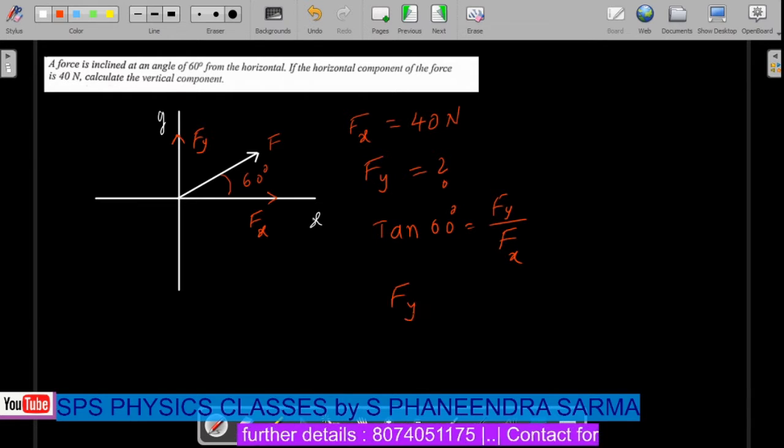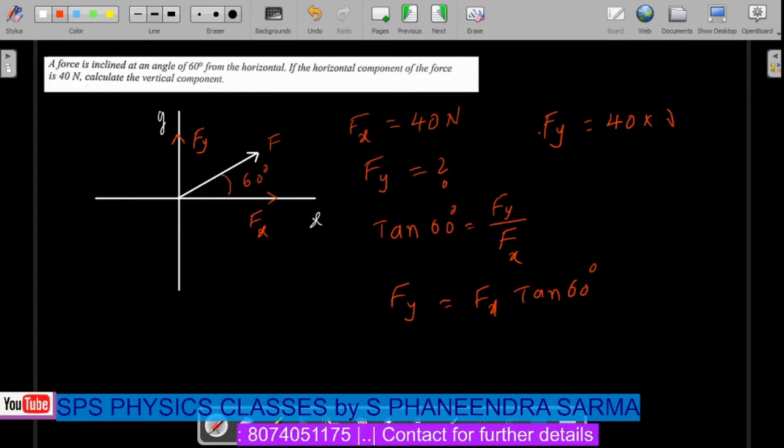Therefore Fy is equal to Fx into tan 60, and the final answer for this solution is Fy is equal to 40 into tan 60, and tan 60 is nothing but root 3, therefore 40 root 3 newtons is the right answer for this particular case.